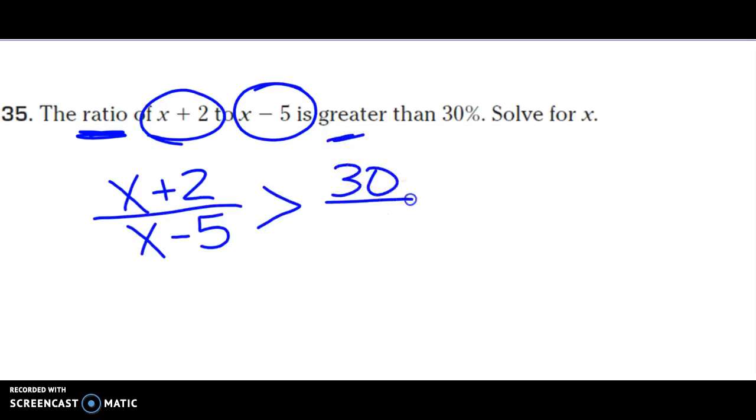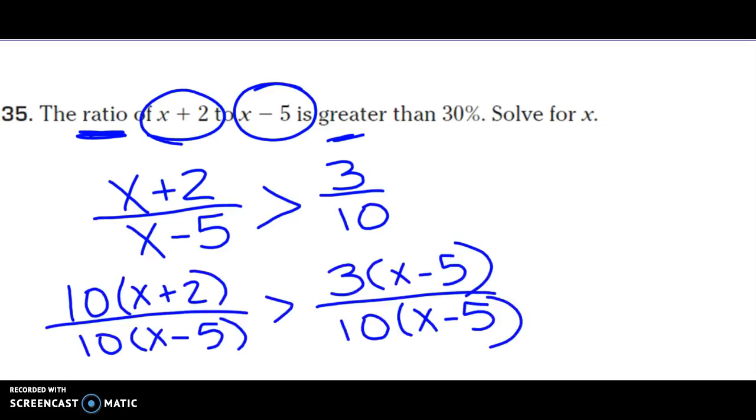Well, that's 30 over 100. Let's put that down in lowest terms. I'm thinking that's 3 over 10. So let's put that as 3 over 10. And then you solve it. So find your common denominator and solve the equation. I'm going to let you do that real quick.